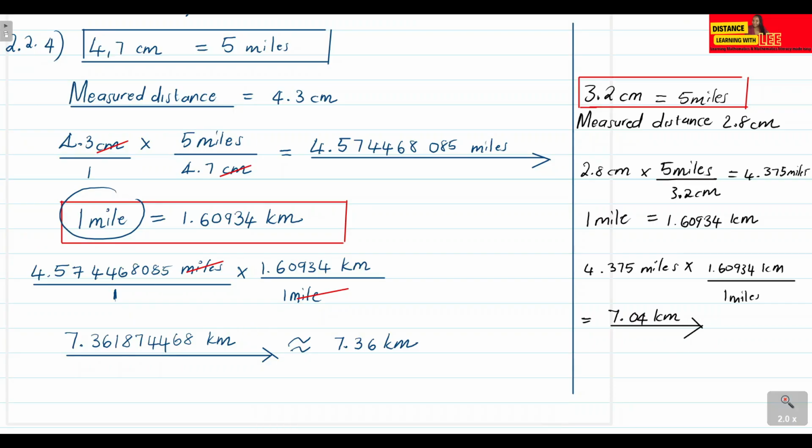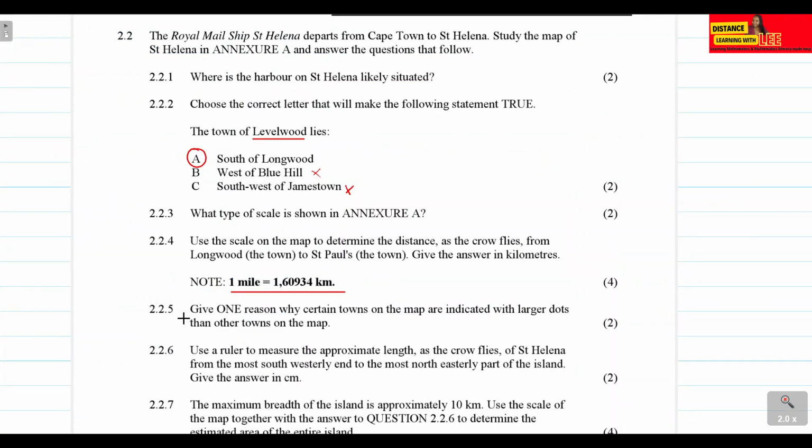Okay, so these are the actual values that you're supposed to get if you were basically using a hard copy. But because I was using an electronic copy, my values are off. But if you followed with me on how I convert from the measured distance on your page to an actual distance in real life, you should be okay. All right, let's look at question 2.2.5.